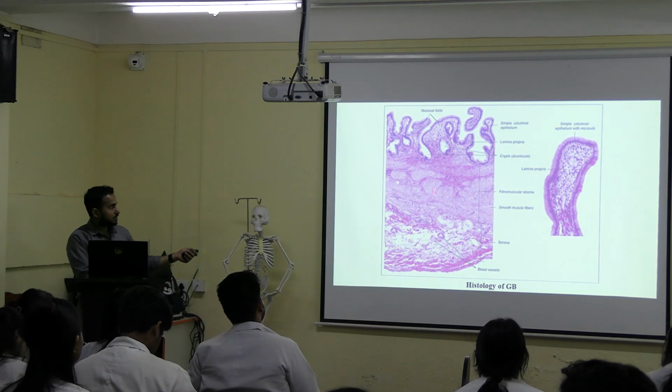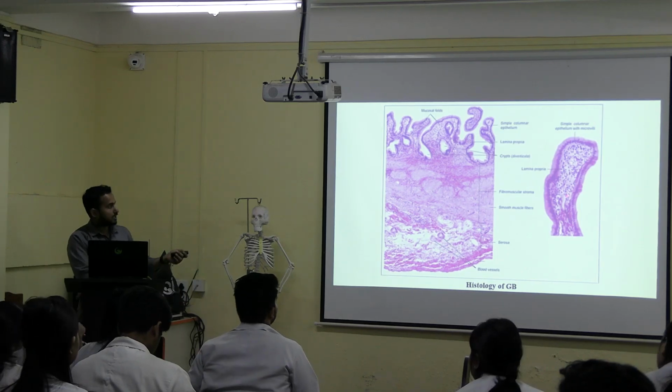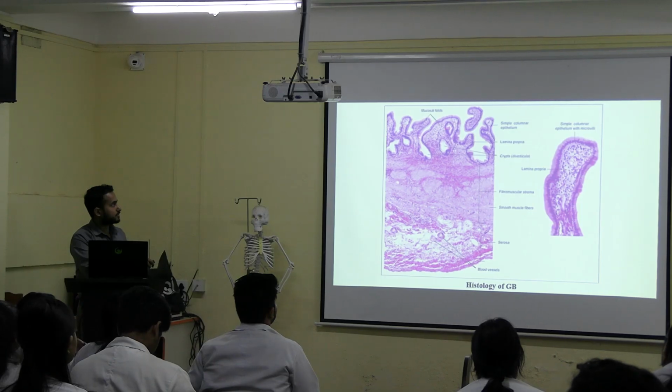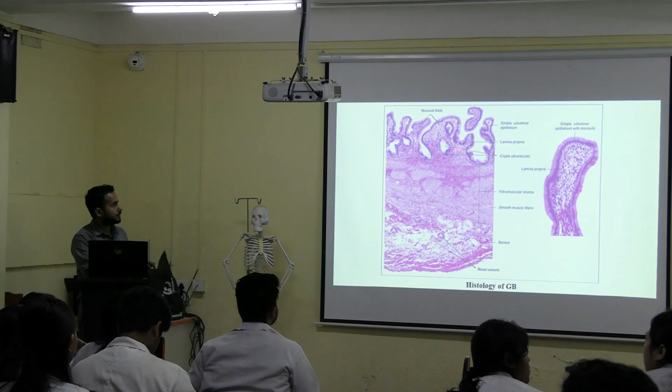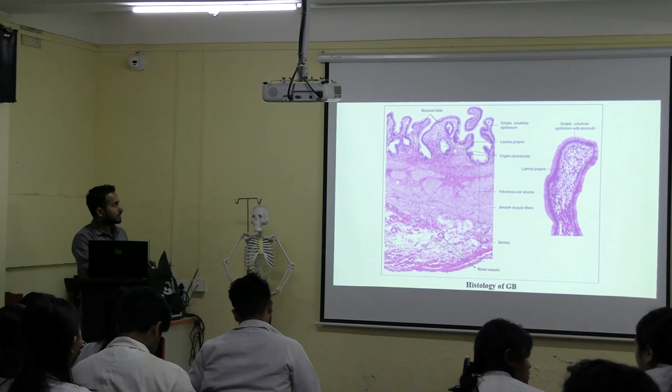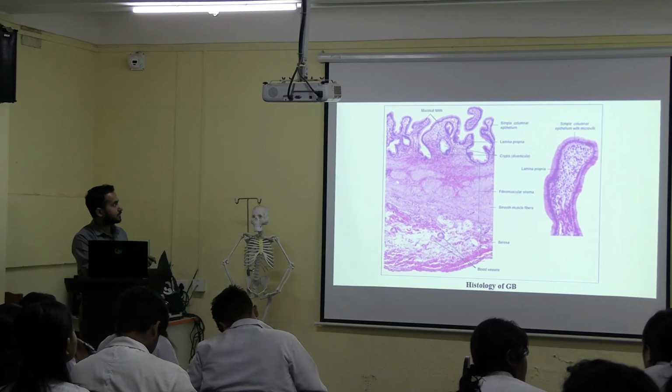Now, lastly, this is the low magnification, and this is under high magnification. Here you can see the mucosal folds which are present over here. This is the lining epithelium having microvilli. These are the crypts. This is the lamina propria.